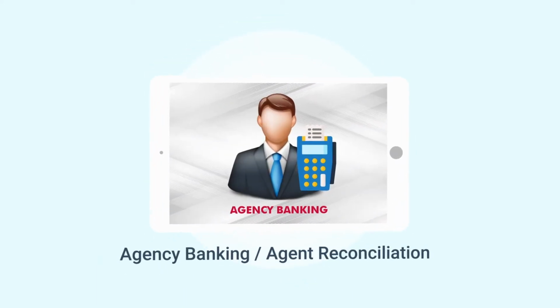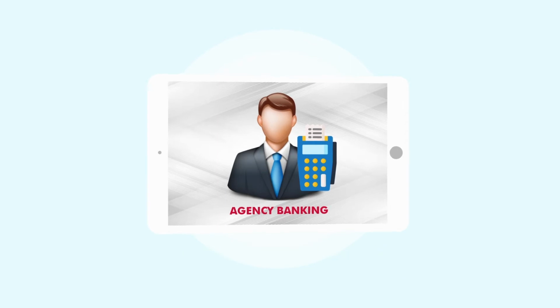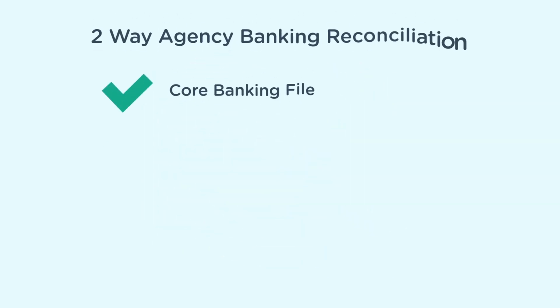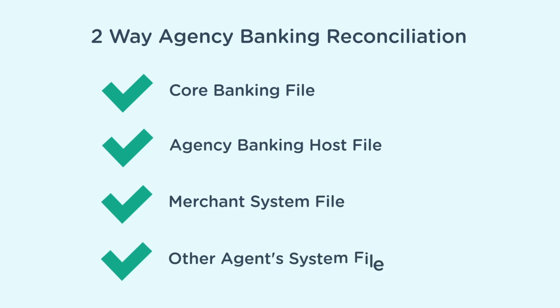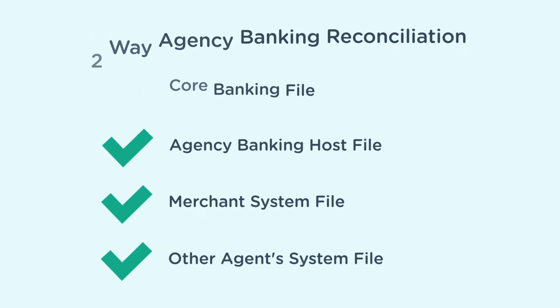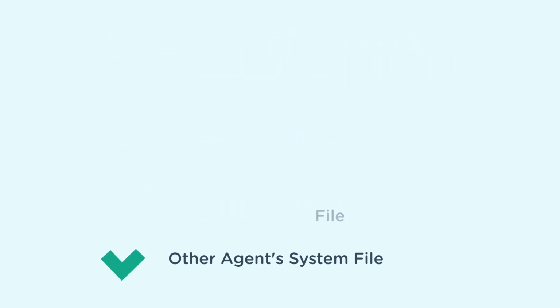Let's see about agency banking or agent reconciliation. We can do 2-way reconciliation on agency banking for CBS file, agency banking host file, merchant system file and other agent system file. We will get all types of extensive reports here.